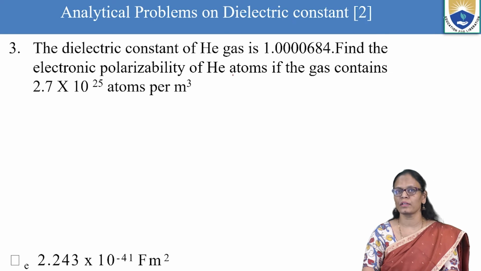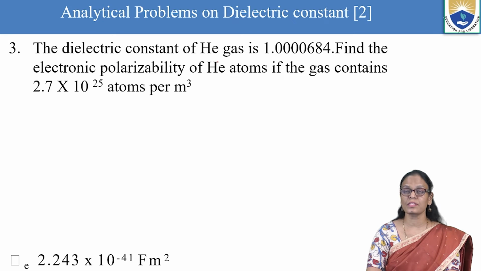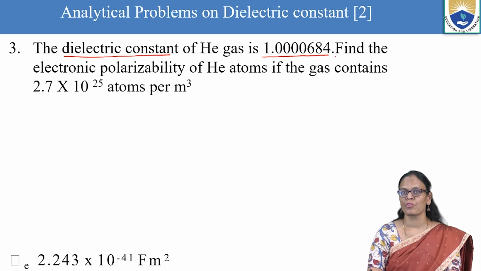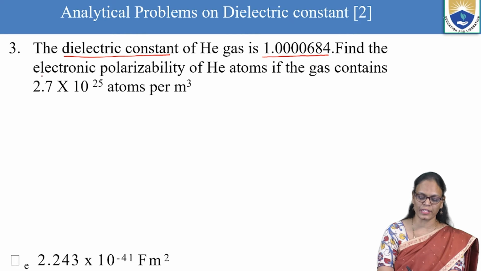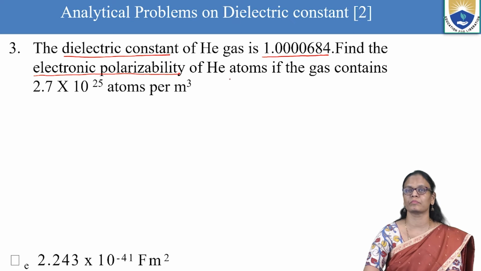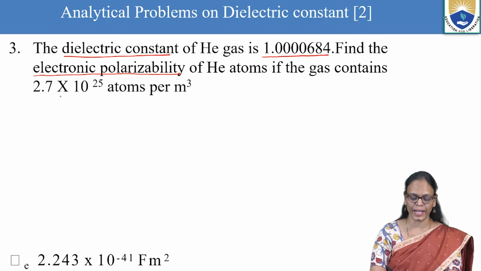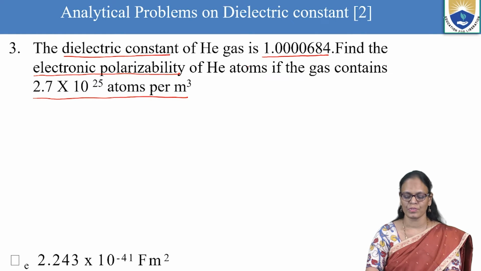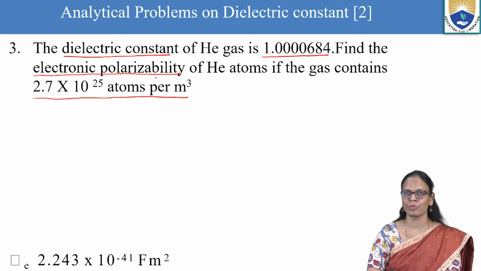Now coming to the next one, the dielectric constant of helium gas is 1.0000684. So we are given the dielectric constant. Find the electronic polarizability alpha E if the gas contains 2.7 into 10 power 25 atoms per meter cube. So the dielectric constant is given and the number of atoms per unit volume is given, and we have to calculate the electronic polarizability.